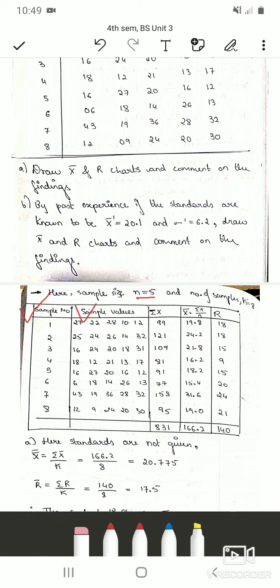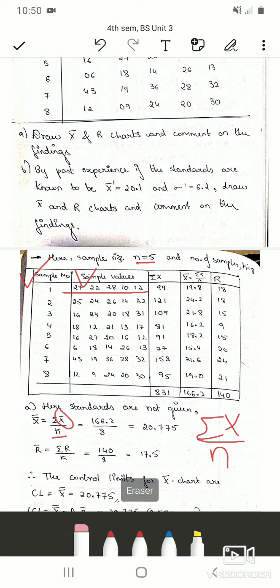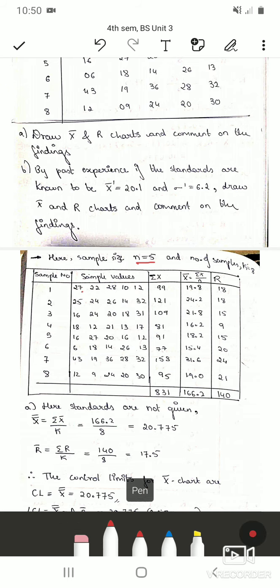Now to find out the limits, we need X double bar and R bar. So we will calculate. What is X double bar? It is summation X bar by k. In this we have k, but we don't have X bar. So first we will find X bar. What is X bar? It is the mean, summation X by n, right? So this is your X now. Take summation X. What is summation X now? You have to add all the X values. So 27 plus 22 plus 28 plus 10 plus 12 is 99.